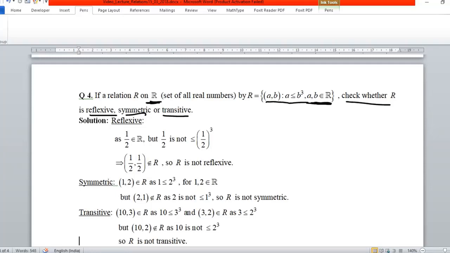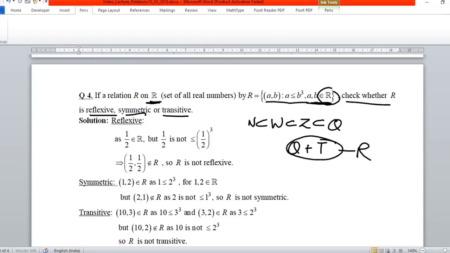Now in this case, the relation is defined on the set of real numbers. Real numbers include all the natural numbers and all the whole numbers. We can write it like this: natural numbers are a subset of whole numbers, which are a subset of integers, which are a subset of rational numbers, and rational numbers plus the irrational numbers form the set of real numbers. So in my case I am also dealing with rational numbers for the real numbers.